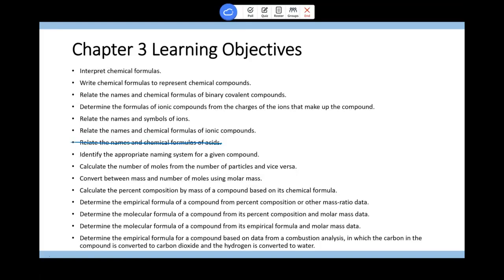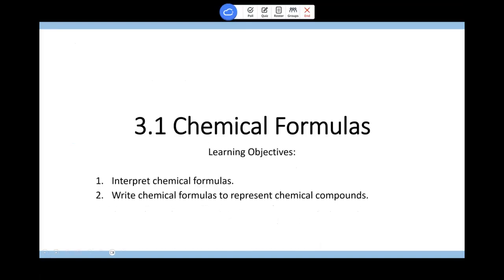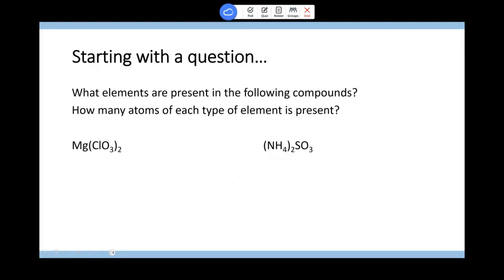All right. So let's start with section 3.1, chemical formulas. We will interpret chemical formulas and write chemical formulas to represent chemical compounds. We're going to start with a question. What elements are present in the following compounds, and how many atoms of each element are present? Just take a minute to list the elements here and list how many are present in these compounds.